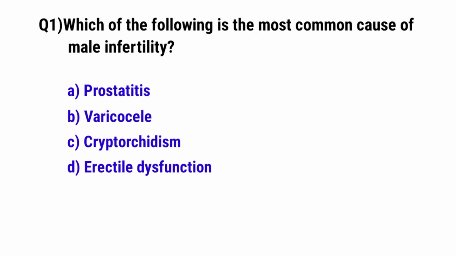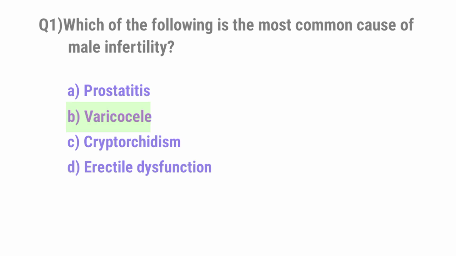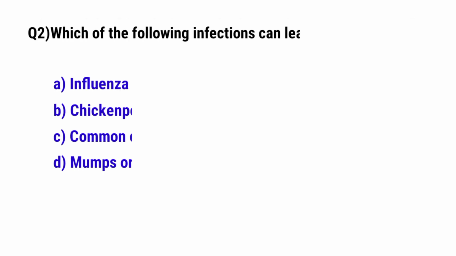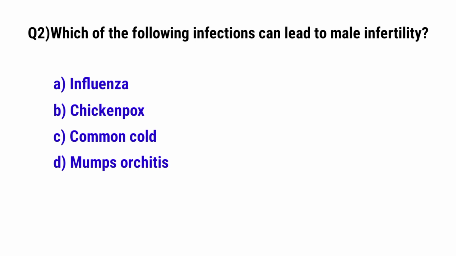Question number 1. Which of the following is the most common cause of male infertility? The correct option is B. Varicocele. Question number 2. Which of the following infections can lead to male infertility? The correct option is D. Mumps or orchitis.